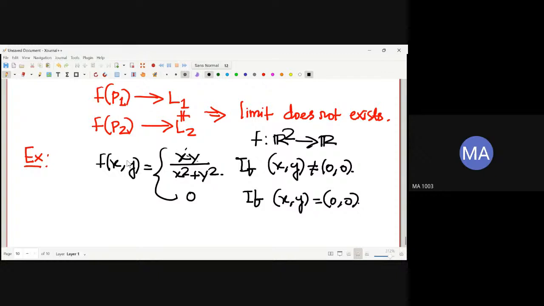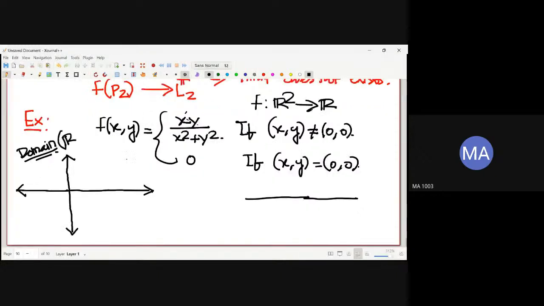So as I said, in some cases it's really easy to guess whether the limit exists or not, but in some cases it's difficult. For example, in this case it's really easy to tell that the limit of this function at (0, 0) doesn't exist. So this is your domain. This domain is R2, and this is your codomain.